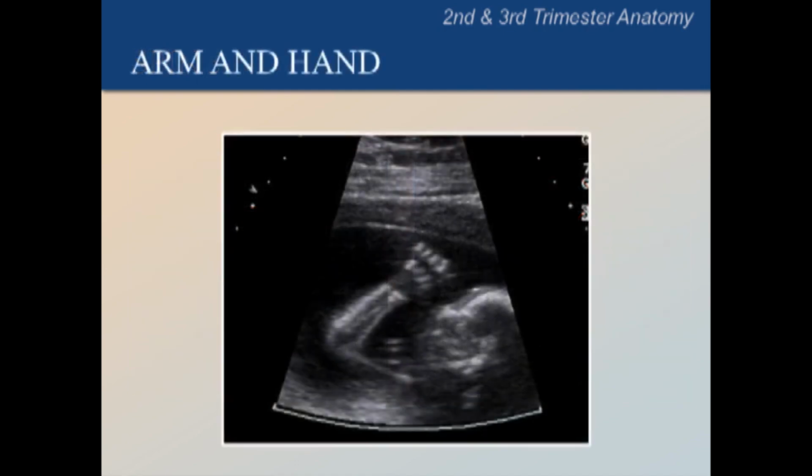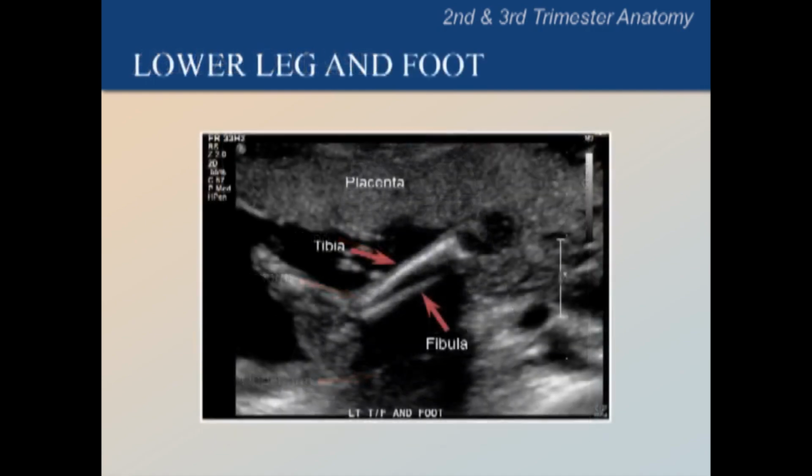Now we'll finish with the extremities. The arms and legs are often well seen because bones are hyperechoic. Here we can clearly see the hand, forearm, and upper arm. Here is a nice image of the lower leg and foot.